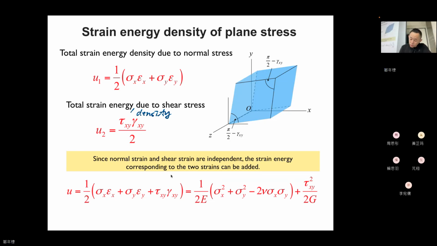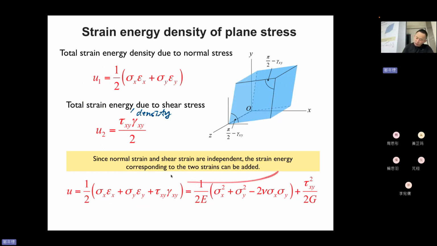Right. So this is the stress, right? It makes the half pi minus gamma xy the deformed angle after the deformation. And this is a half pi divided by gamma xy. So the gamma xy is the kind of displacement, right? So tau xy is, sorry, it's not displacement. It's a shear strain. So shear strain times the shear stress divided by 2. So you can get the total strain energy density due to the shear stress. And then summing up together, U1, U2, summing up together.